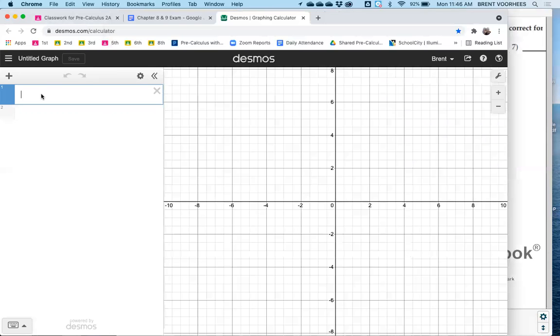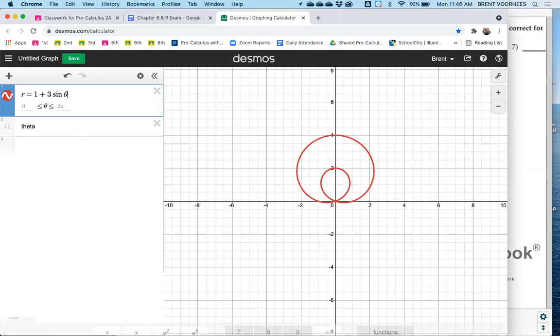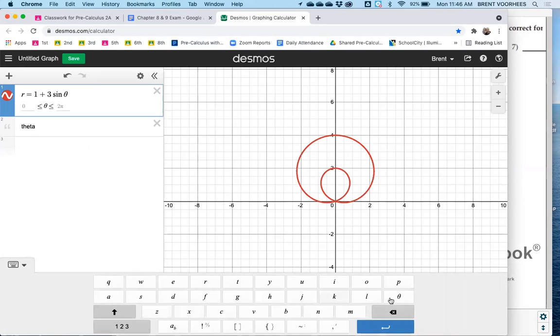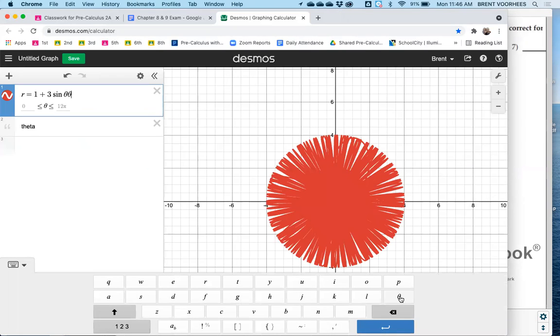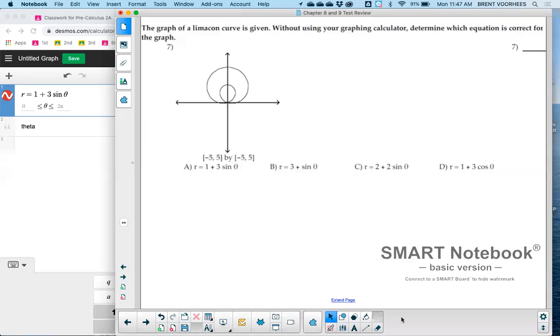So I have r equals 1 plus 3 sine theta. You can just type in theta by typing in T-H-E-T. And as soon as you hit the A, it'll become a theta. So I'll show you this way. T-H-E-T-A. If you type that in, it'll pop up. Or you can go to the keyboard, go to symbols, and it's there on the keyboard as well. Okay, so anyways, I graphed the first one. Looks like that's the answer. So I'm going to assume the answer is A here.